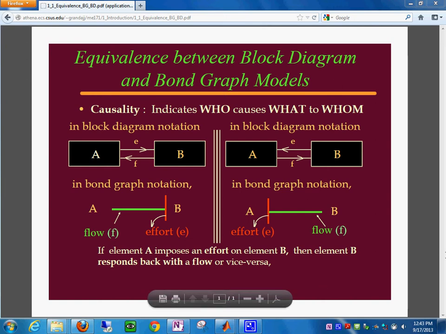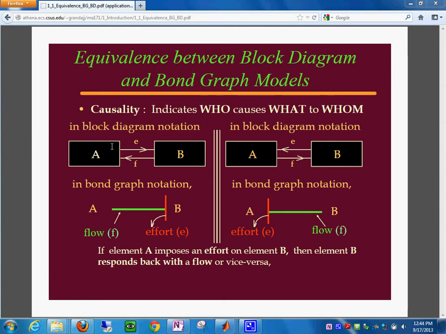Let's talk a little bit about the equivalence between block diagrams and bond graphs. In this case, on the left-hand side, we have represented a block diagram of an element A that interacts with element B in a system. How does it do it? A applies, let's say, a force on B, and B reacts with a movement. So there's always this interaction, action, reaction.